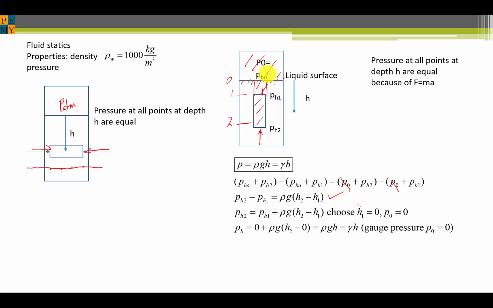Now, if we choose this tube to start at the surface of the liquid like that, and we say that the pressure here, P0, is equal to 0 psig, then a lot of these values drop out and we're left with P equals rho g h. The pressure at depth in the liquid is rho g h, or just gamma h. So we've proven the formula that's commonly used, rho g h.